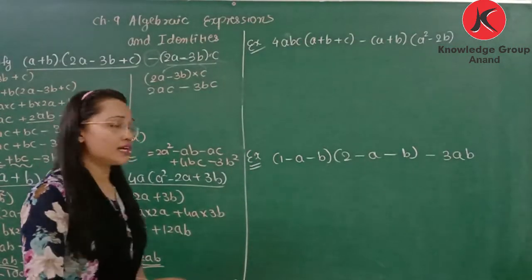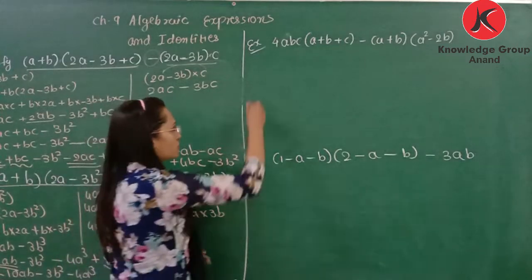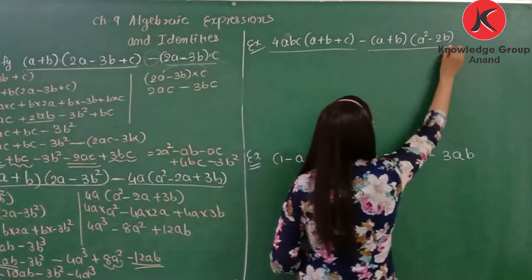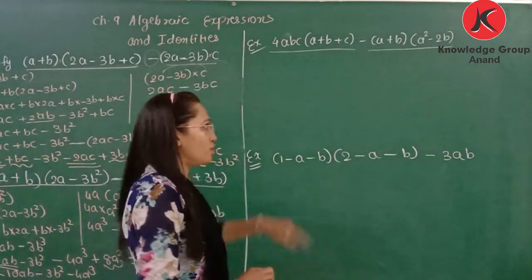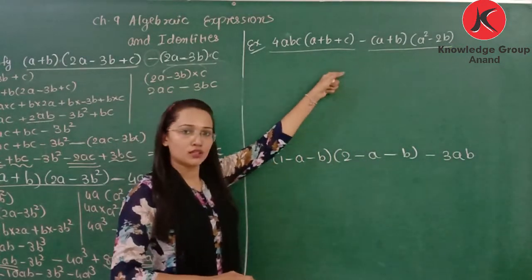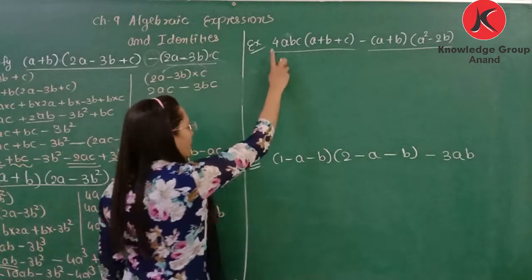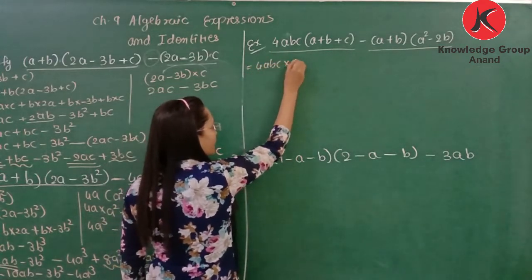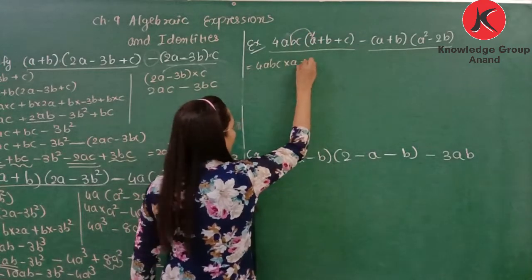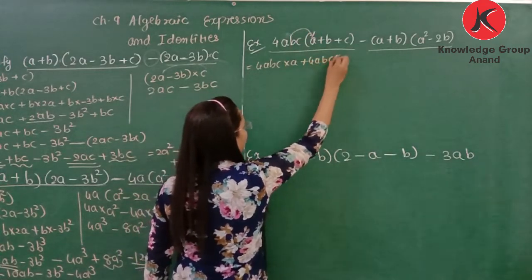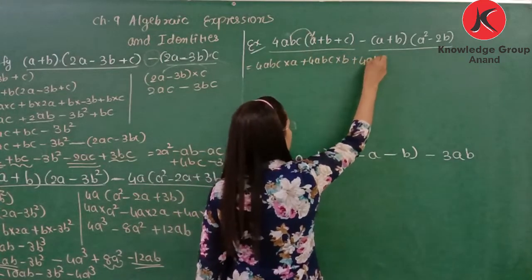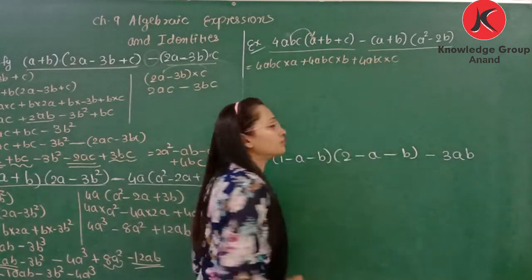Now let's take one more example about the simplification. Here this expression and this expression are given. So now we solve this expression at the same time. So let's start. 4abc is multiplied with a, plus 4abc multiplied with b, and plus 4abc multiplied with c.